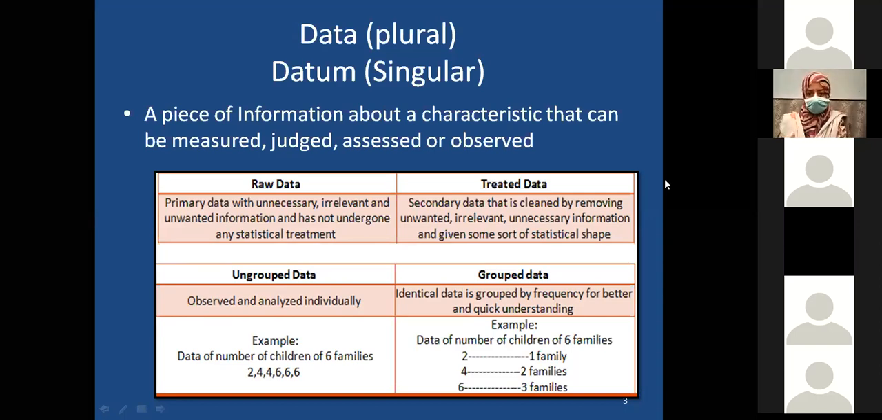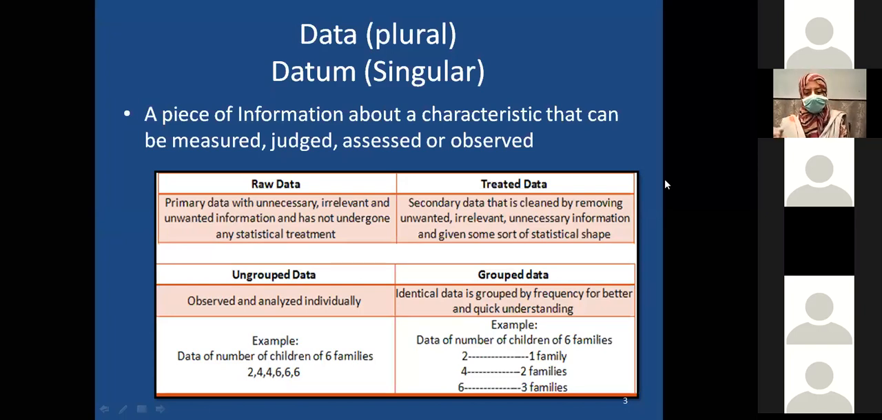Then that goes towards treatment. You treat that data. You take out all the unnecessary information and that becomes secondary data that is cleaned by removing all the unwanted, irrelevant, unnecessary information, and then it's given some statistical shape. It's given some numbers. It's given some form to be presentable. Then there's ungrouped data, which is observed and analyzed individually. It's for every individual. Okay?